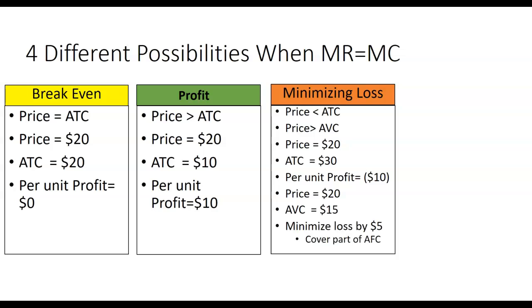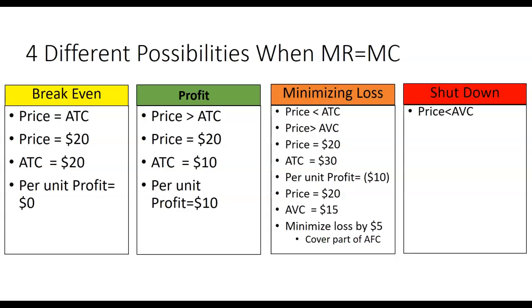Why? ATC minus AVC equals the AFC. So my average fixed cost is 30 minus 15, my average fixed cost is $15. What's that mean? If I produce this good, my $20 can help pay off that $15 fixed cost, and then I can put the extra $5 towards paying off the other portions of the cost. So I'm going to lose less money. I'm going to lose $10 per unit compared to if I shut down, I still have to pay my rent. I still have to pay my fixed cost. So I lose $15 per unit, even though I'm not producing.